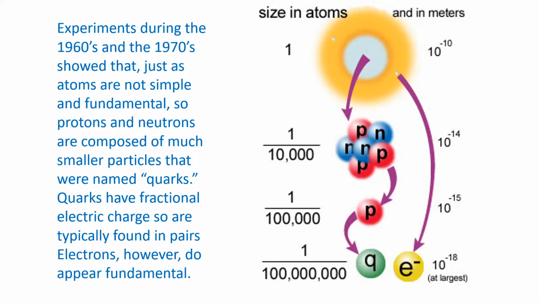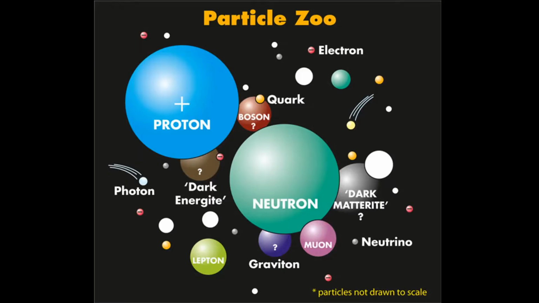So in the size scales on the right, you can see that compared to the size of an atom, the nucleus itself is 10,000 times smaller, the proton is 100,000 times smaller, and quarks are another factor of 1,000 times smaller than that. All protons and neutrons are made of quarks. So now our sense of normal matter is that it's made of quarks and electrons, not protons, neutrons, and electrons.